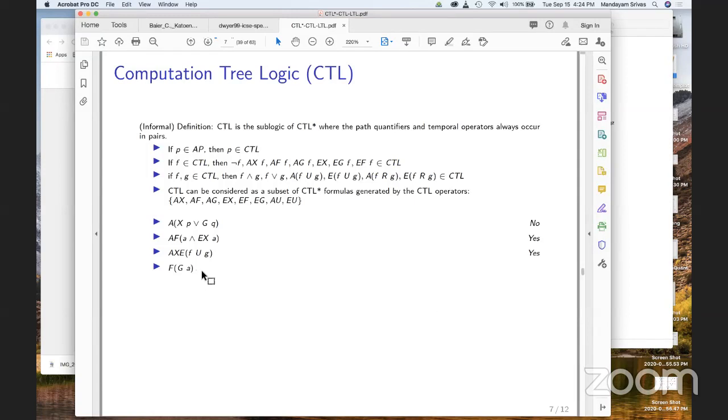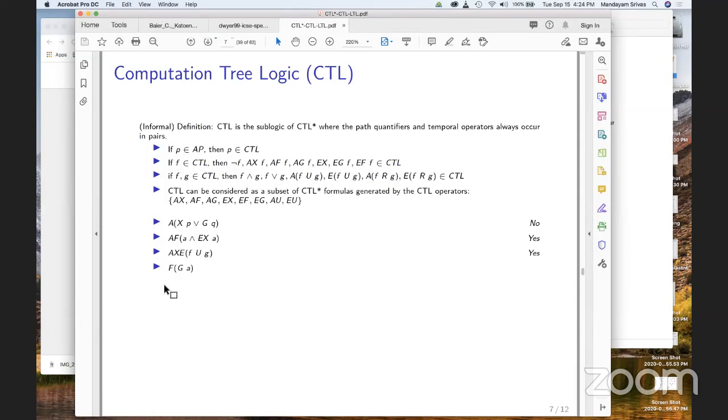So let me ask you a question. Is this a state formula or a path formula? This is a path formula, okay? So even by that account, it cannot be a CTL thing. It's not even a CTL star formula, because a CTL star formula eventually has to have a quantifier, okay, to make it into a state formula at the top level.